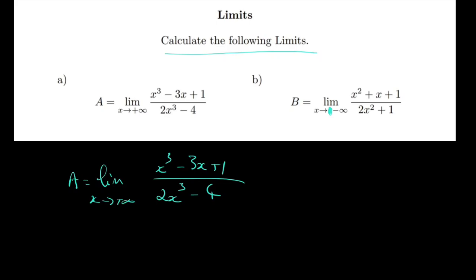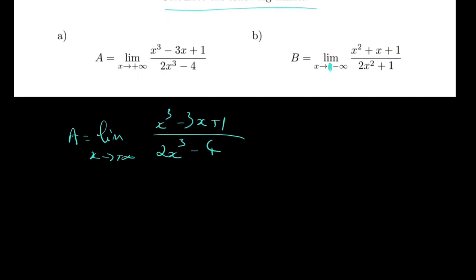And in plus or minus infinity, when you have polynomials, the ones that are going to win are the polynomials with the higher order. Here we have an order 0, here an order 1, and here an order 3. At the top, the order 3 will win. Same thing at the bottom, 2x to the third will win. So now, how do we really calculate the limit?